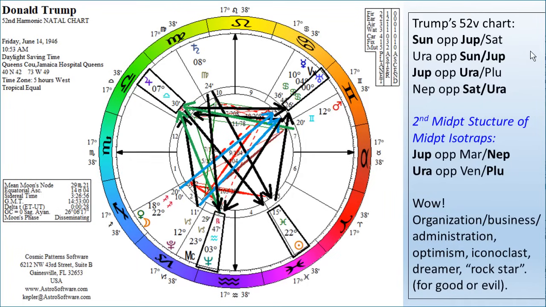Neptune at Saturn. Uranus is an iconoclast. It's a radical. So he's revolutionary. There's that aspect to what he's doing. And the Uranus of Venus Pluto is like a rock star. And he's got this kind of rock star feeling. Jupiter, Mars, Neptune, a dreamer, an optimist. So all of this is going on, and as I put in the bottom here, for good or evil.